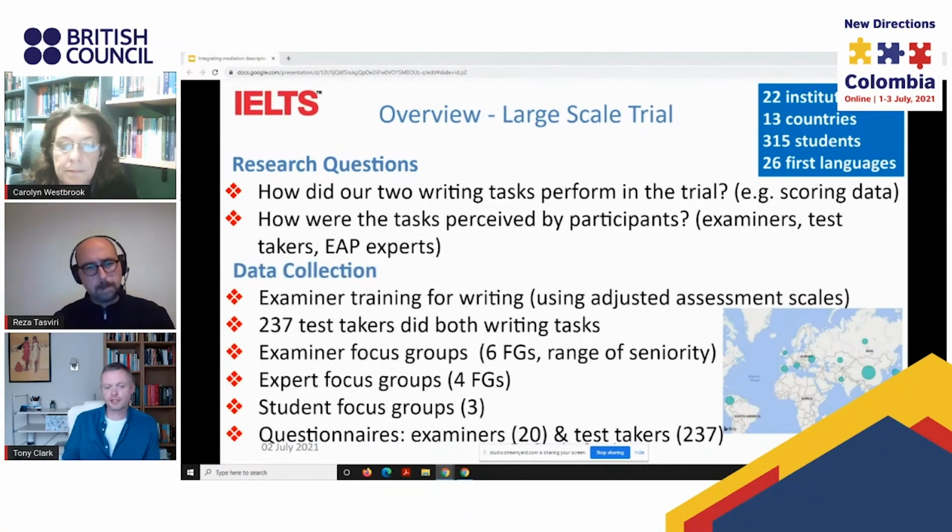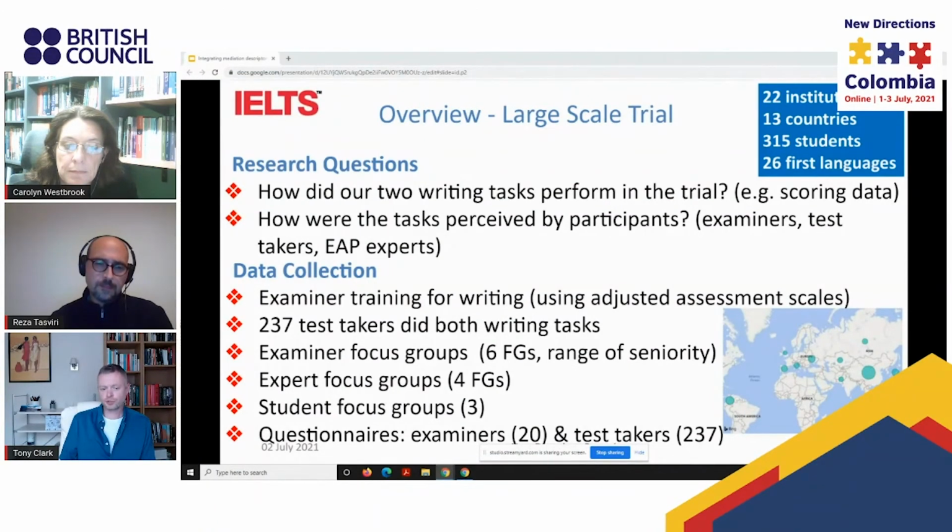In terms of data collection, as Reza mentioned, we had some rater training for writing using these adjusted assessment scales with the mediation descriptors. We got a lot of test takers for writing. In this case, we got 237 test takers. They did both tasks. As Carolyn mentioned, we're focusing on the integrated task today.